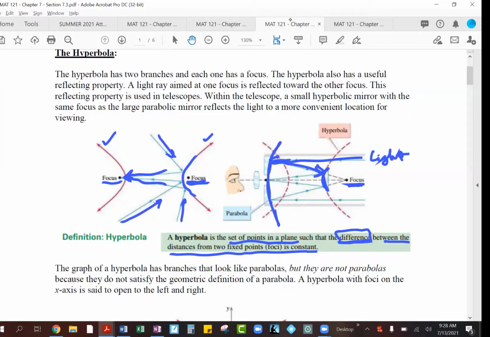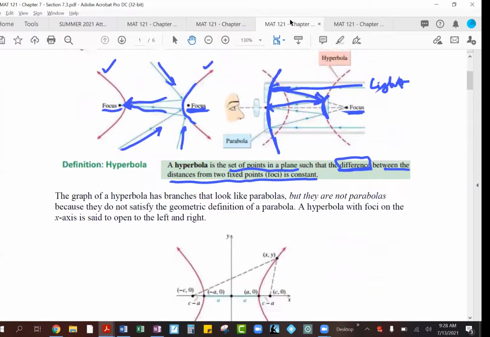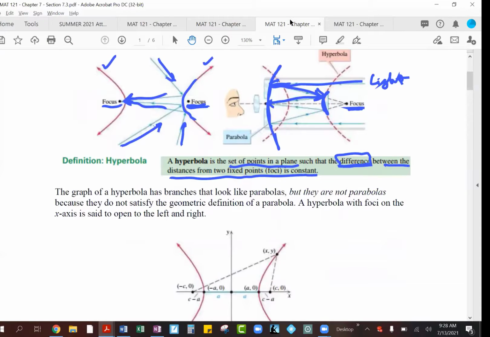And then the hyperbola is going to send it towards its second focus, which just happens to be right here where the eyepiece is going to be. So you're actually using the parabola and the hyperbola together to get a better image from these distant planets and stars. And that's kind of how they work with both those mirrors in these telescopes.